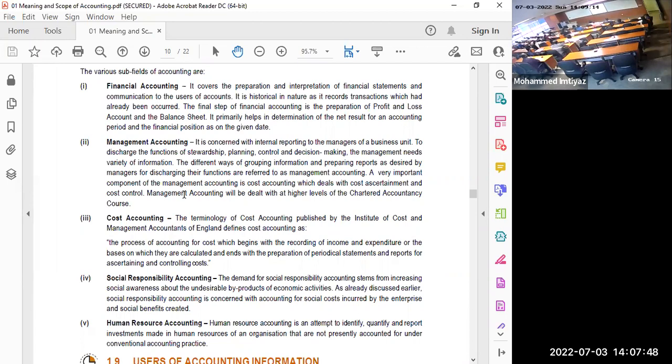And third one, cost accounting. Cost accounting deals with the tools and techniques required for ascertaining the cost of a product or a service, and also to have control over the cost of a product or service.